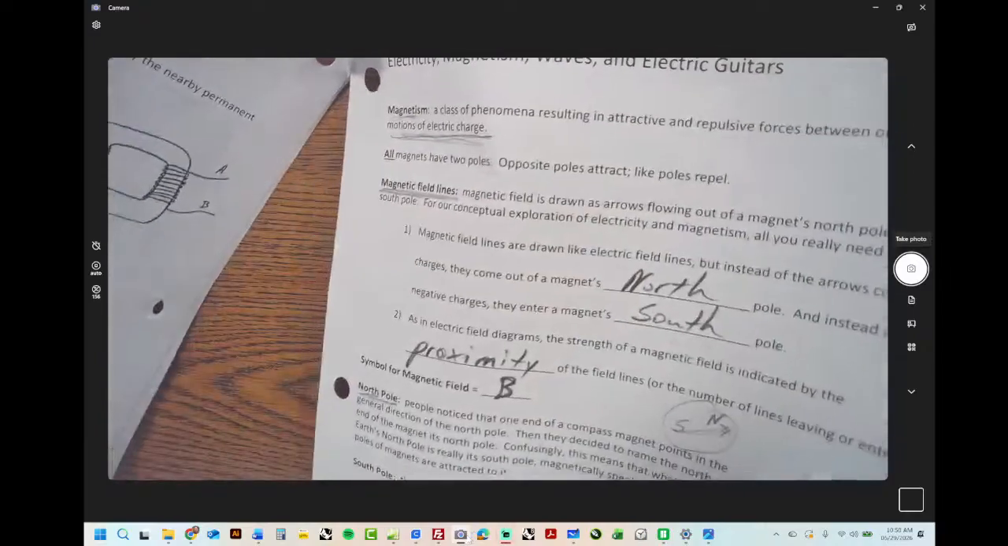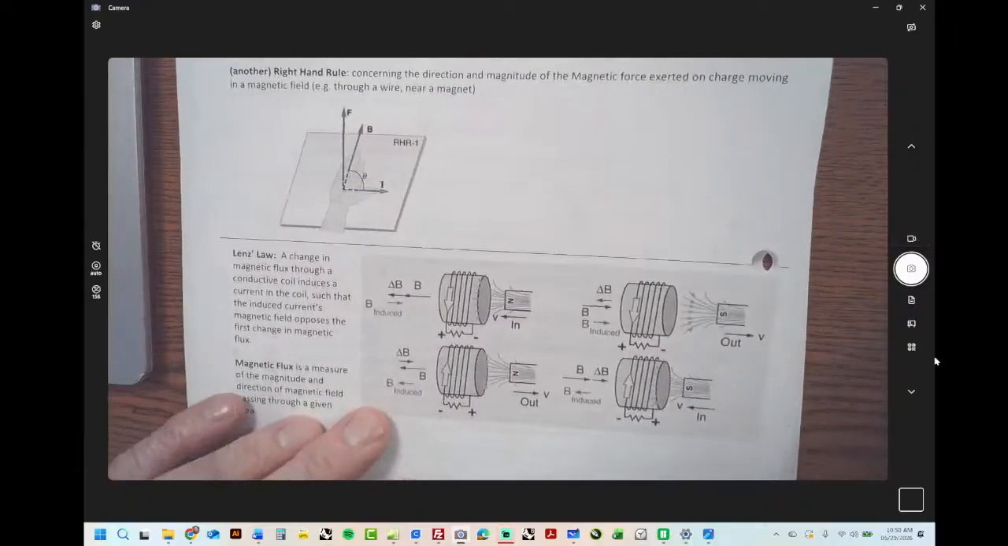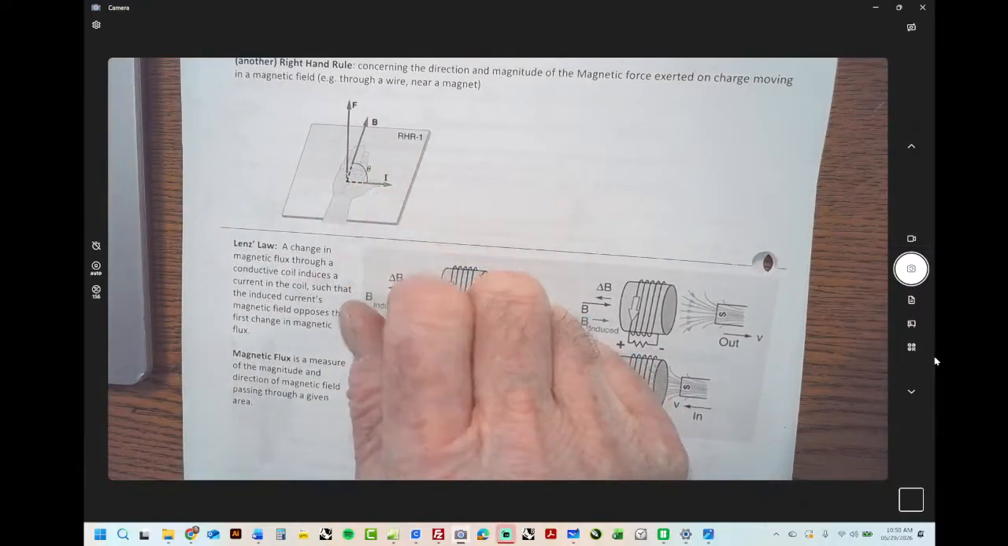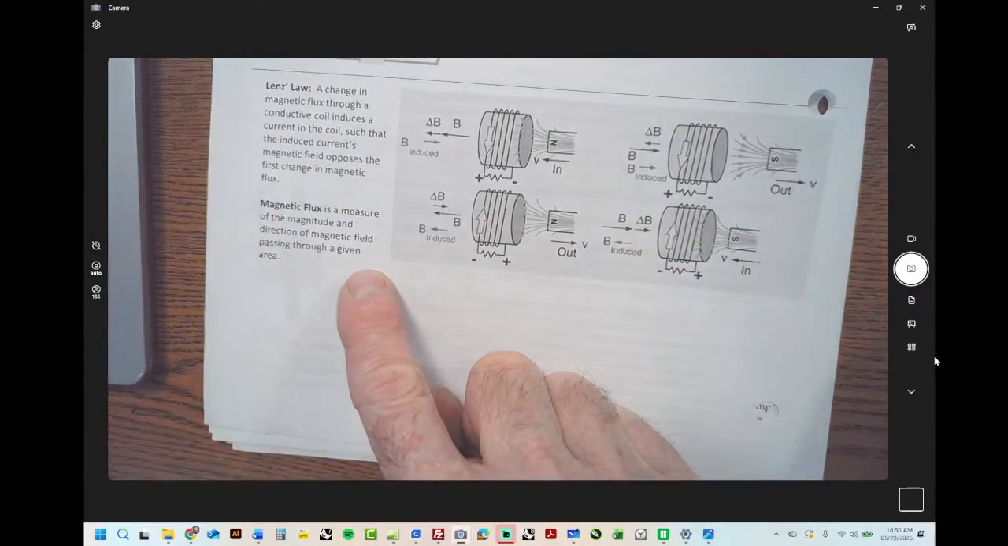Front says, Unit 9: electricity, magnetism, waves, electric guitars. This is the last part. So there was that's the right-hand rule I was just going over. Lenz's law has to do with magnetic flux.